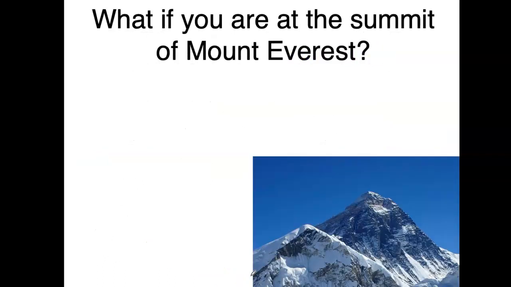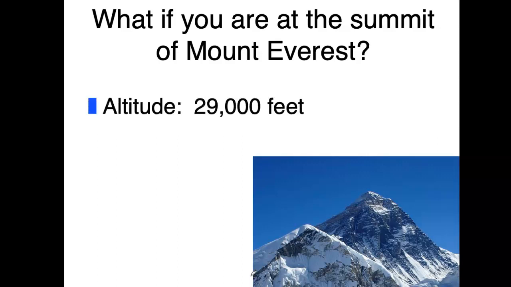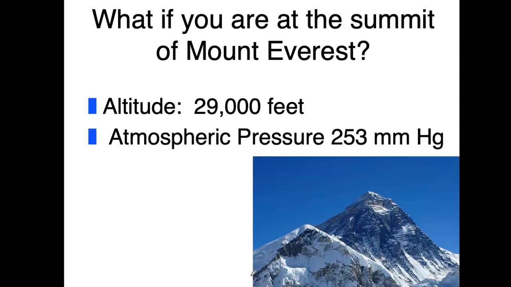Okay. Now, what if you're not at sea level? What if you are at the summit of Mount Everest? How is that going to be? And you know how hard it is to breathe because you must have read something or watched a movie. The altitude there is around, let's make it 29,000 feet. And the atmospheric pressure at 29,000 feet is way lower. It's about 253 millimeters of mercury. So much lower.